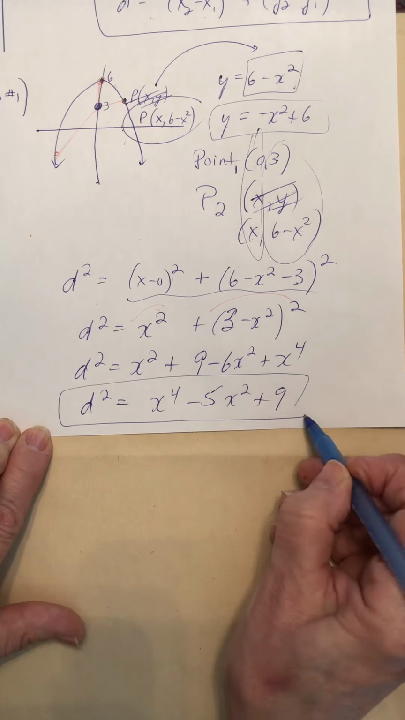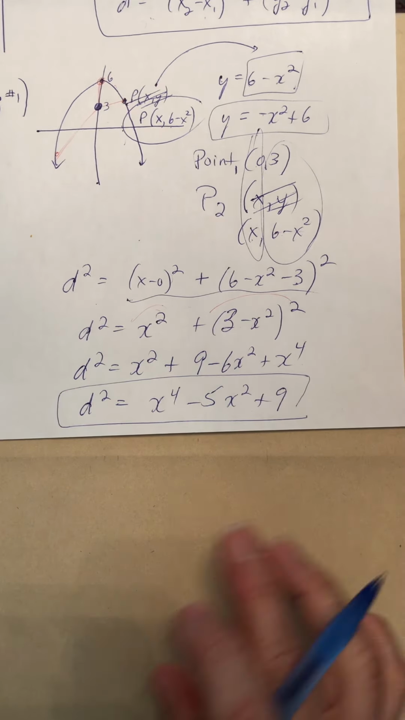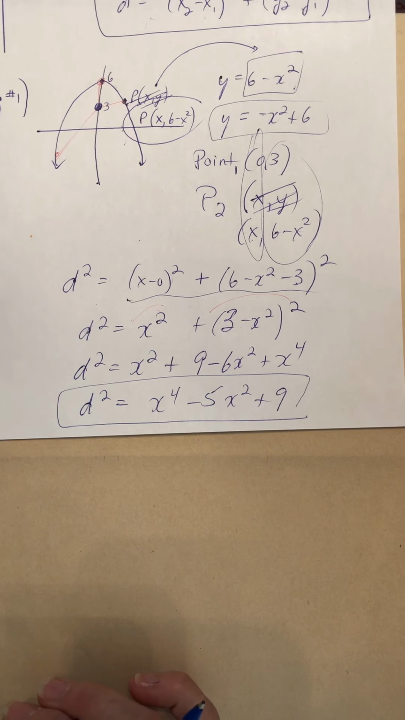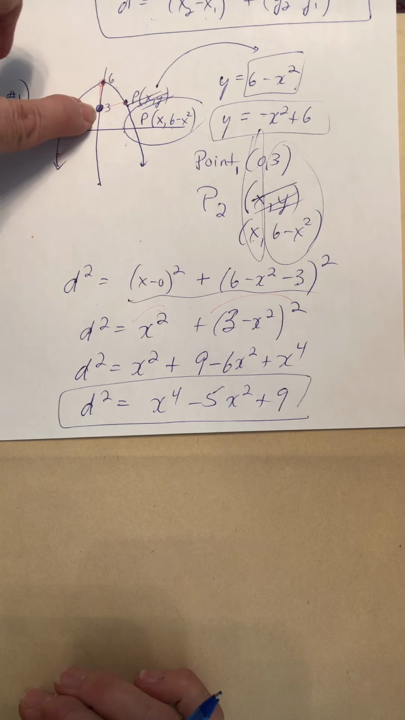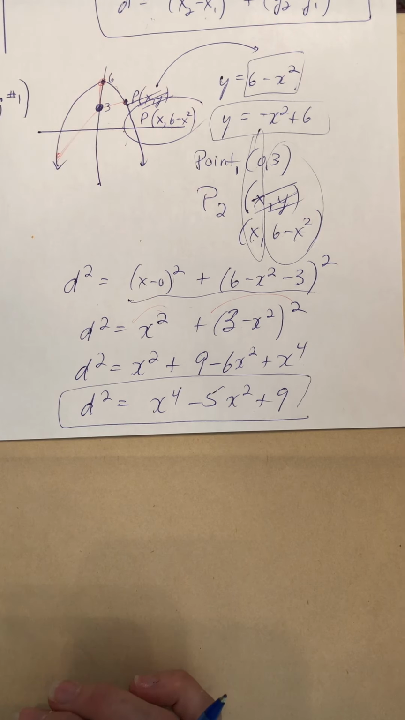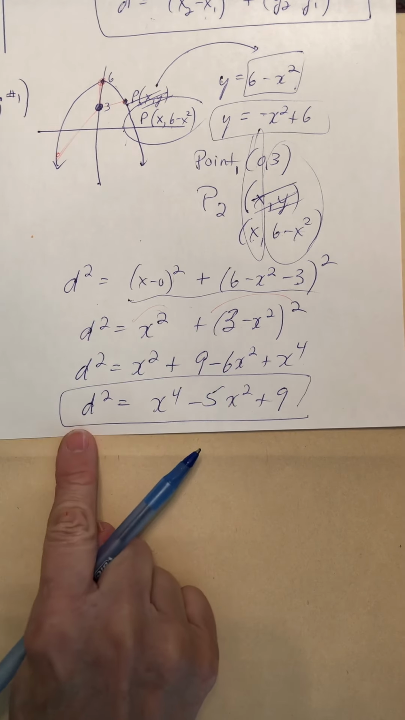Well, this is looking best of all right now. So this is the formula for the distance squared of any point on that parabola to this given point. But what do I want to do? I want to not maximize the distance. I want to minimize it. A minimum point would have a slope of 0. So I need a formula for slope. Formula for slope means the derivative.